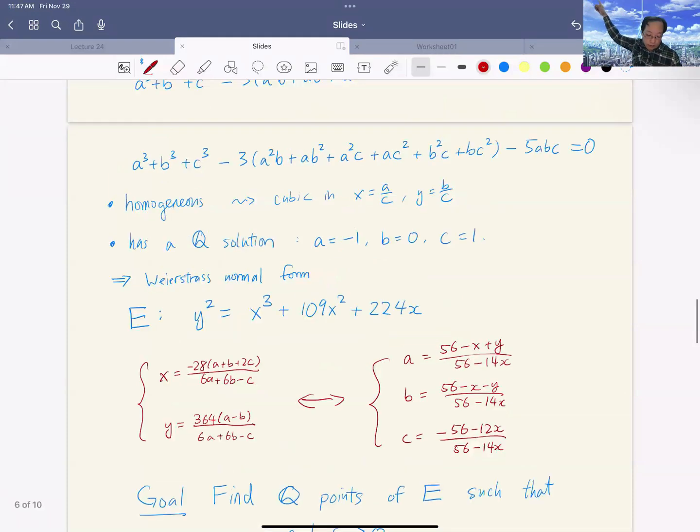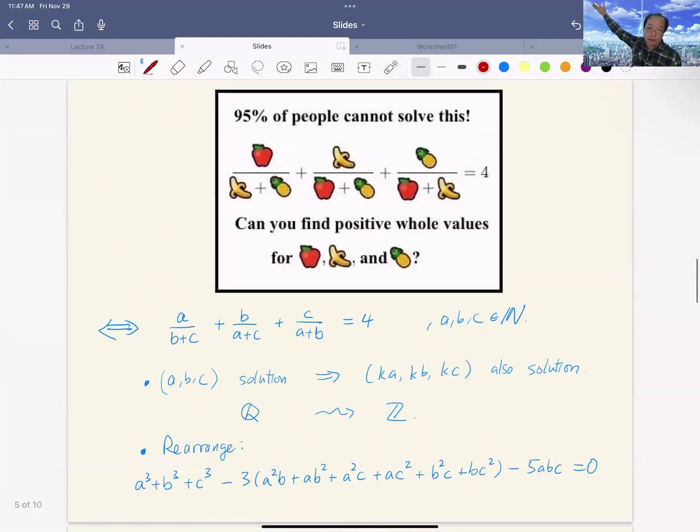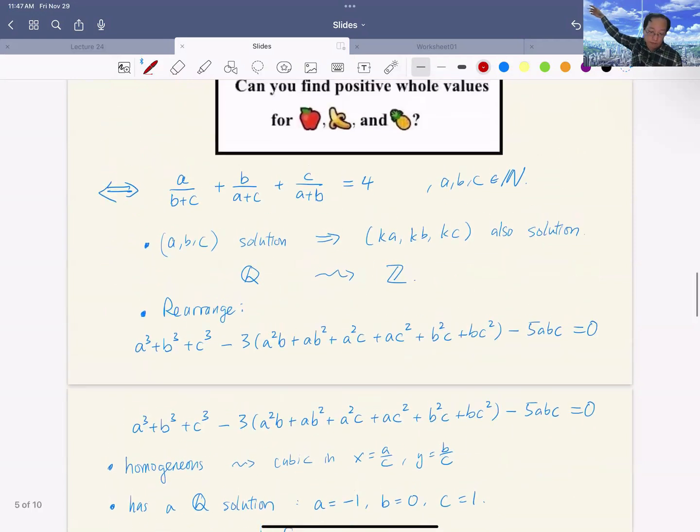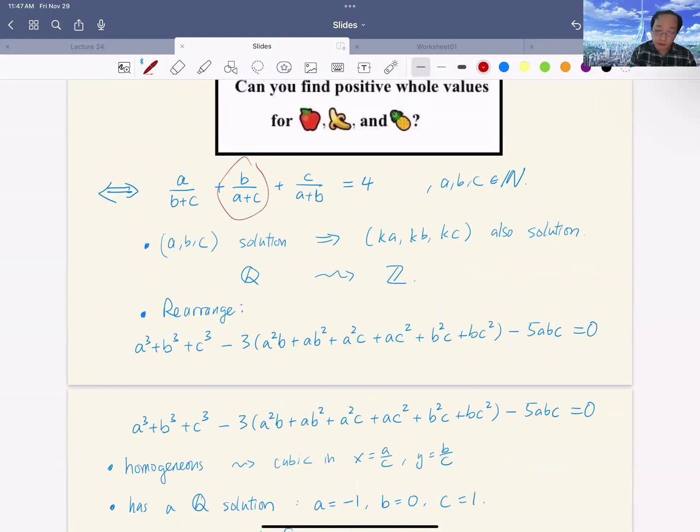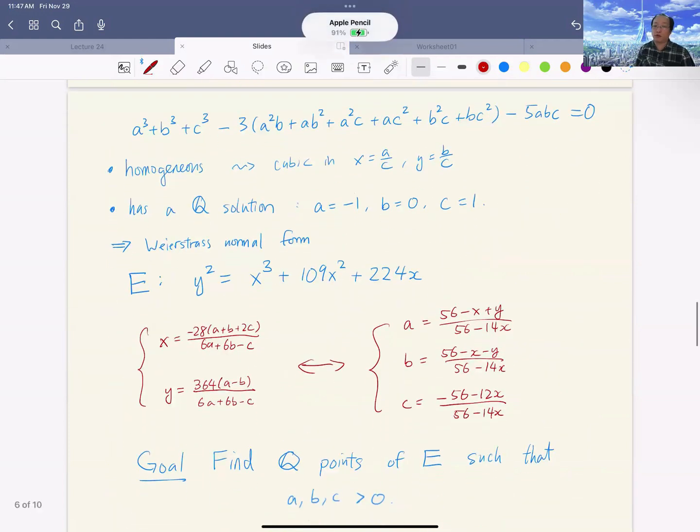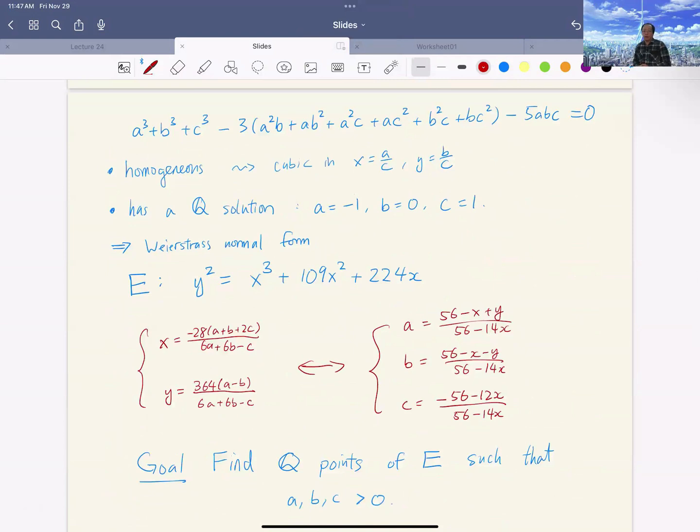This point is bad because if you look at the original equation, you get 1 over 0 somewhere, right? You get a plus c is 0, b is 0. So this one is bad. So this is not really a solution to the original question, but it is a solution to my cubic, which means I now have a cubic with a rational point.